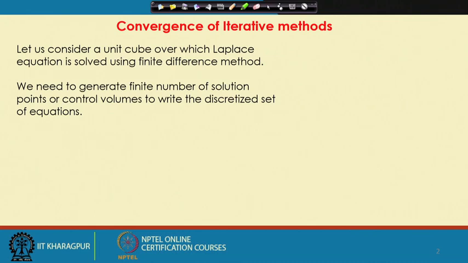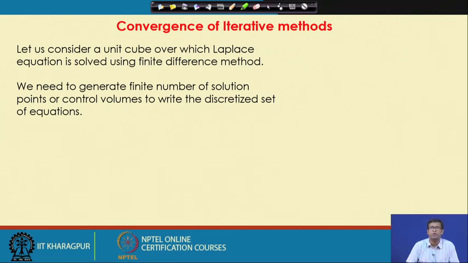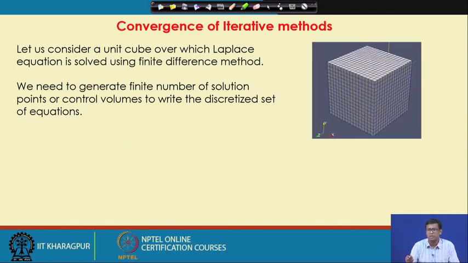So, we will use something like a finite difference method and get a set of difference equations, which is essentially a matrix equation, and we have to solve that. We need to generate a finite number of solution points or control volumes to write a discretized set of equations. So, this is a unit cube over which we take n points in each direction and get a total of n cube internal points, for which we have to write equations. Each point will have its own equation, and essentially we will get a matrix equation.